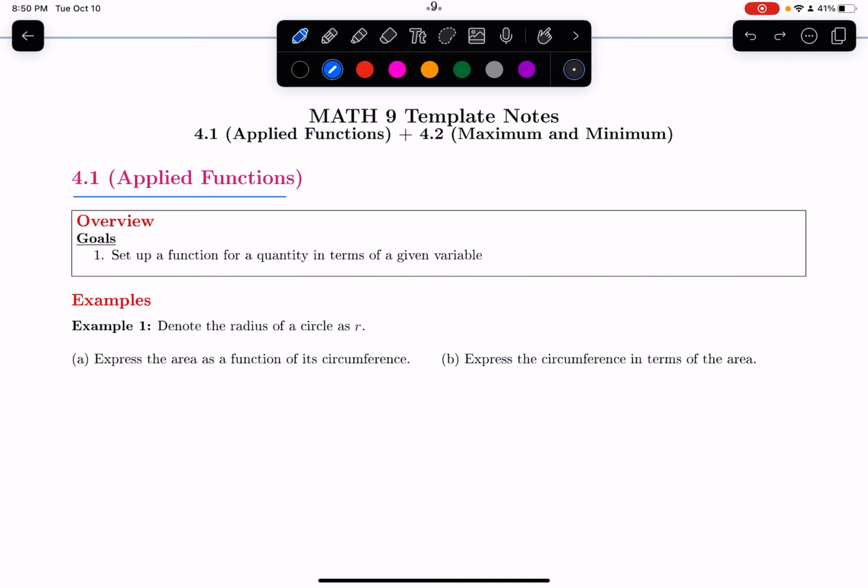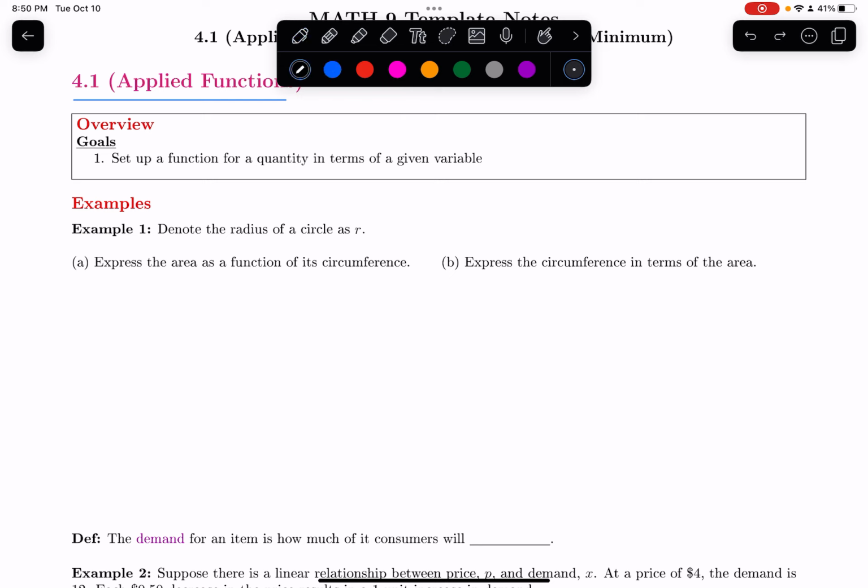Okay, let's get right into some examples. Example 1 says, denote the radius of a circle as r. Part A asks us to express the area as a function of its circumference. So what does that mean? That means to get the area on one side, so I'll call the area A, equal to some other stuff, but I want the only variable on the right-hand side to be the circumference, and maybe I'll call the circumference C. So my end goal is to get my equation to look like that.